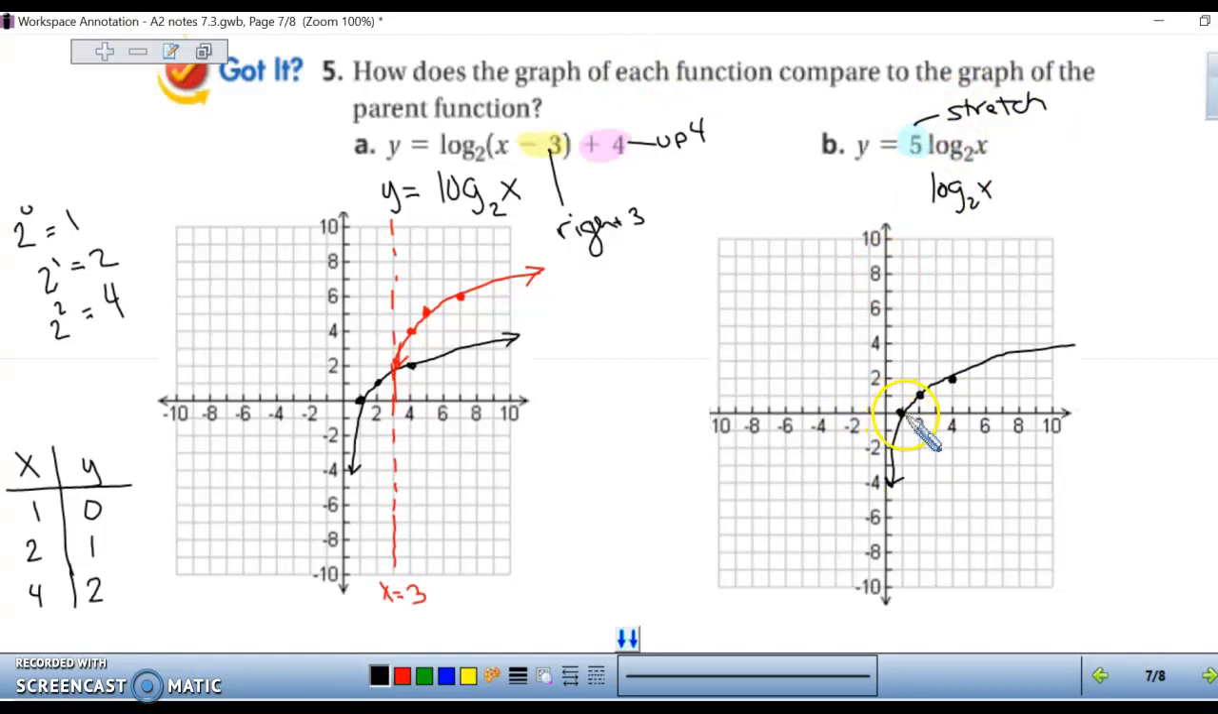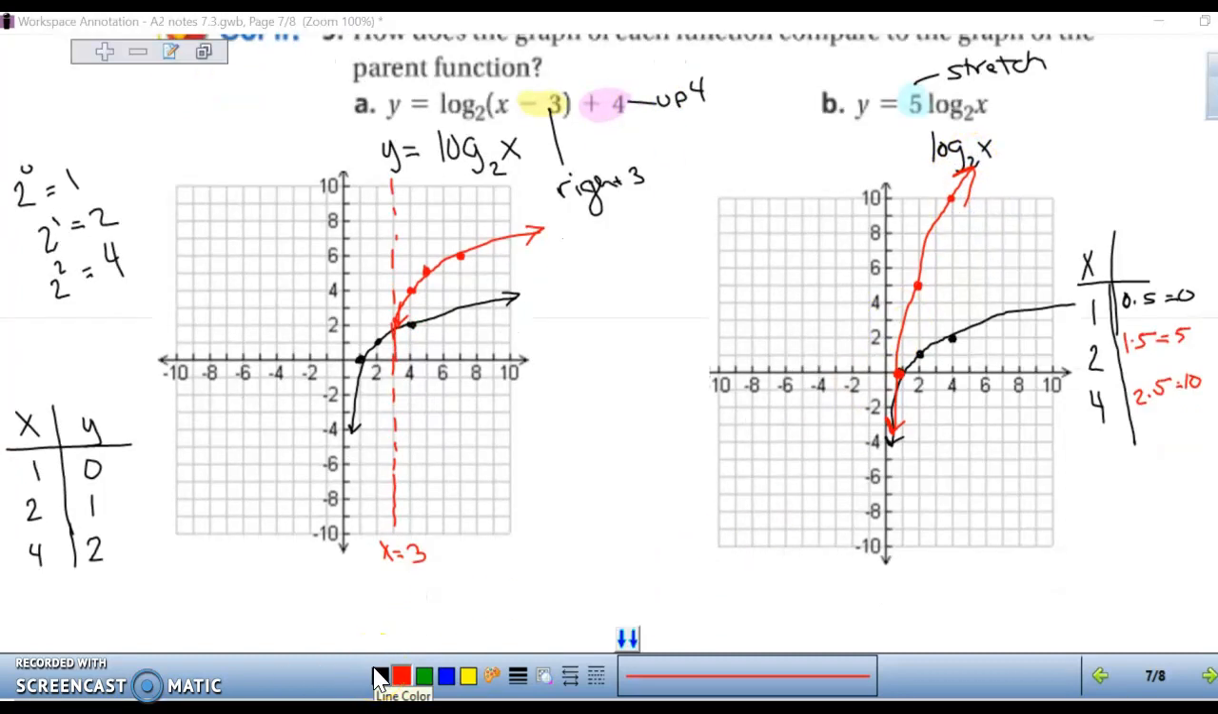So your x values are going to stay the same. So we had 1, 2, and 4. Your y values is what gets multiplied by 5. So we have 0 times 5, which is still 0. So we still have a point at 1, 0. And then we had 1 times 5, which is 5, and 2 times 5, which is 10. So plot your points. So we have 2, 5, and 4, 10. So as you can see, that really stretches out your logarithmic graph. All right, that's it for chapter 7.3.